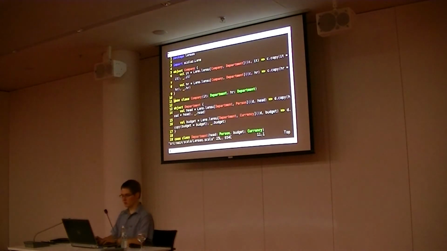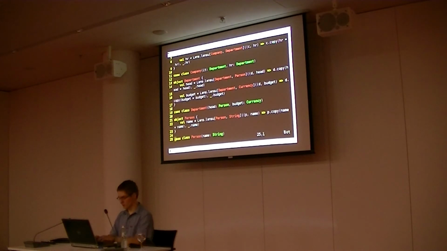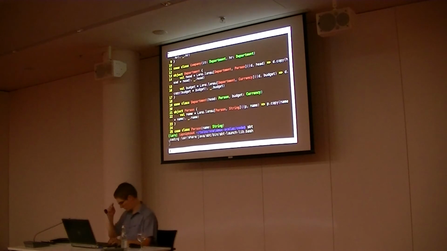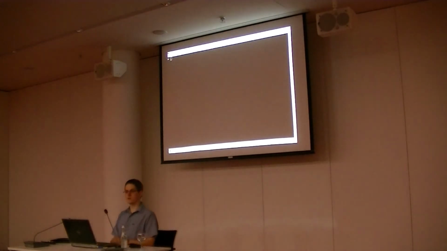So you have this, just ignore what's in these objects here. You have this company and department and person, just like I showed you in the slides. And I also already defined these lenses. You have to do that one time. One time you have to write a little bit of boilerplate, but then you can use it everywhere.